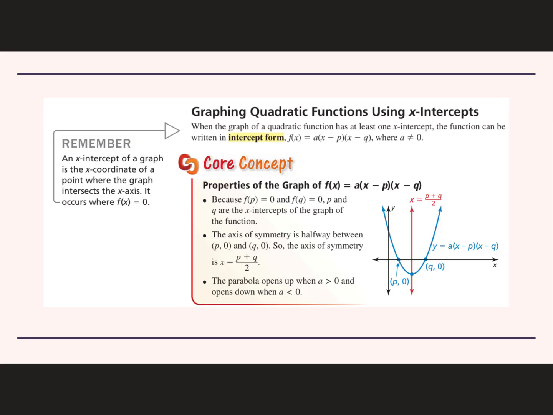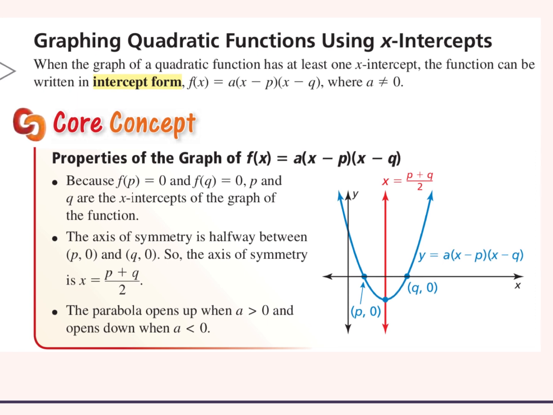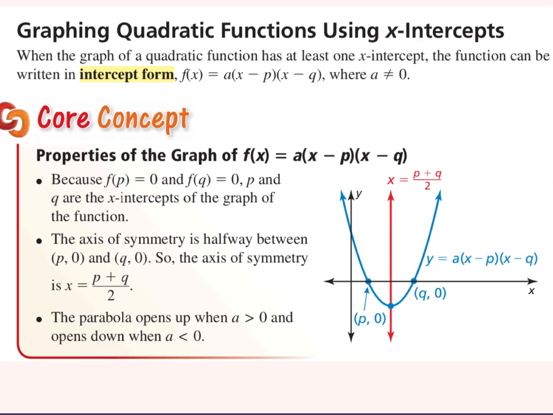All right, so in addition to vertex form and standard form, we also have intercept form. Intercept form, I would say, is the easiest because your function is going to be written like this, where we have two parentheses. The number that we are subtracting from x, we always flip the sign, but those are going to be our x-intercepts. So our graph is going to cross the x-axis at P and Q. So those are our x-intercepts.